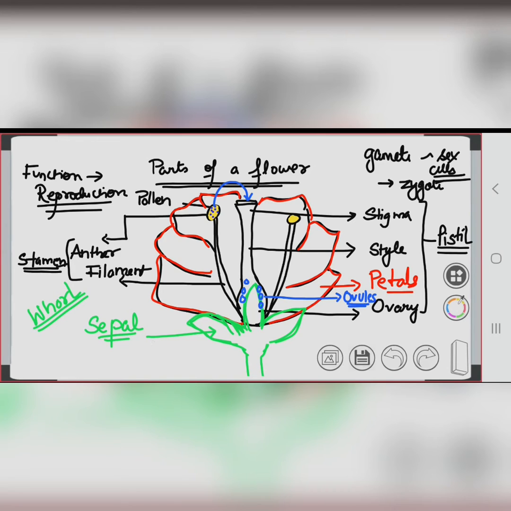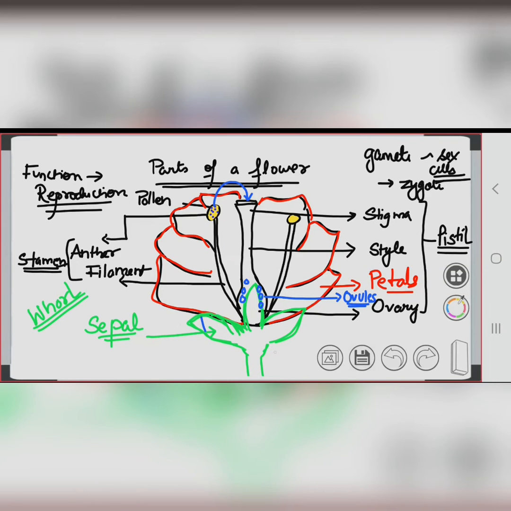Okay, so sepals, what do they do? These sepals protect the petals, because we know that petals are very soft and fragile. They can easily break. So when the flower is still a bud, these sepals are very hard. They protect the bud from any kind of damage. So in the bud stage of the flower, the sepals protect the flower.